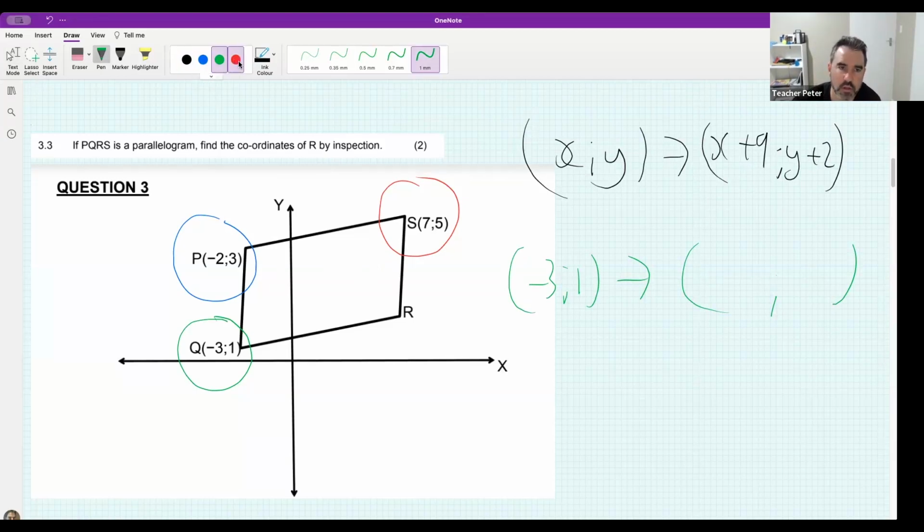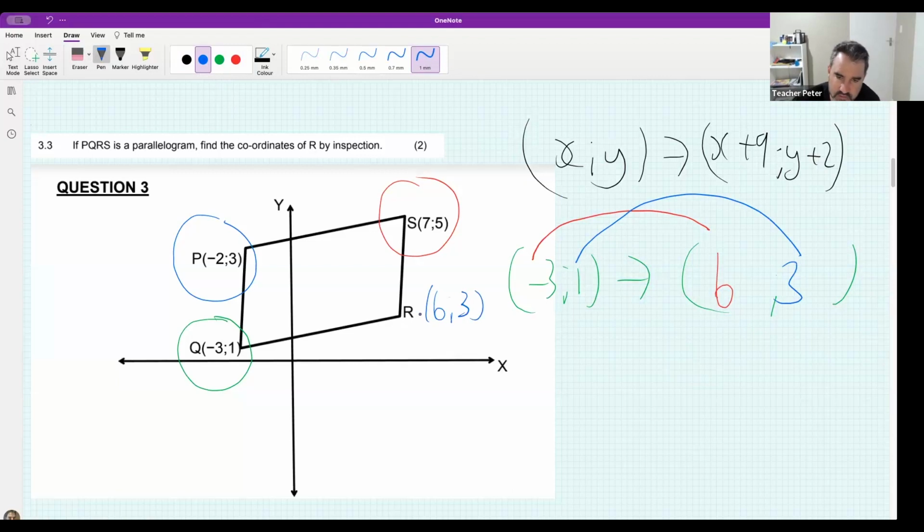So I go -3 plus 9 gives me 6. And 1 plus 2, let's use a different color, 1 plus 2 gives me 3. And so this is the point 6, 3. Did anybody else get that? Give me a thumbs up if you got 6, 3, or put it in the chat or give me a thumbs up, one of the two.